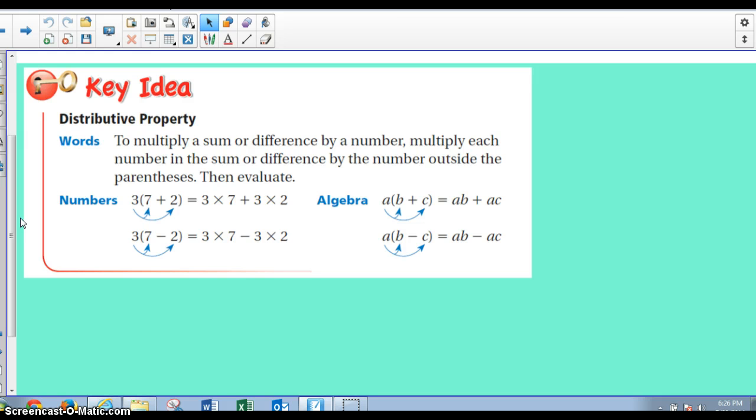To multiply a sum or difference by a number, multiply each number in the sum or difference by the number outside the parentheses. Then you can evaluate. So if you look at what they did here, it was 3 times 7 plus 2. Distributing it is 3 times 7 plus 3 times 2. Same with subtraction. And here is the algebraic expression. Basically, all they did was put letters instead of numbers. Go ahead and pause the video to write this out.